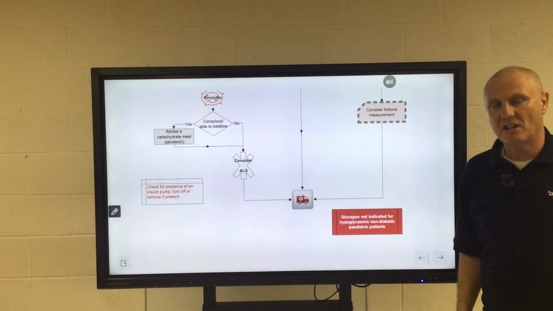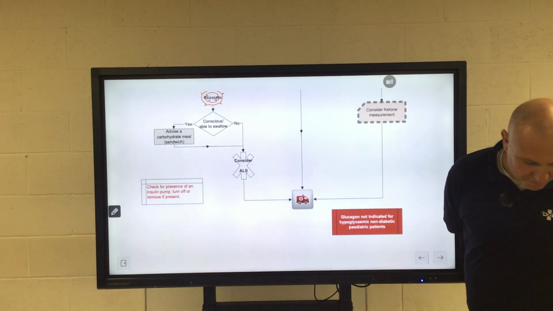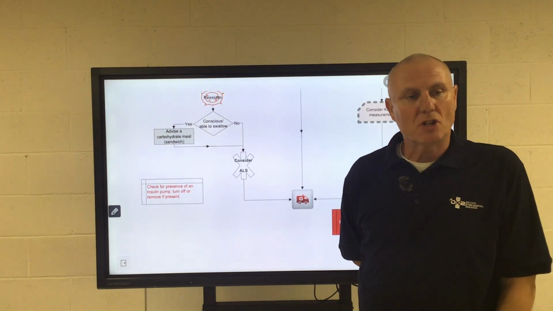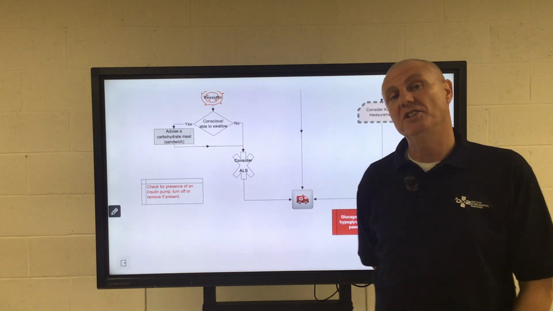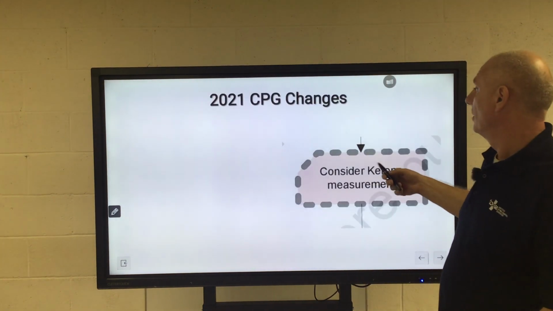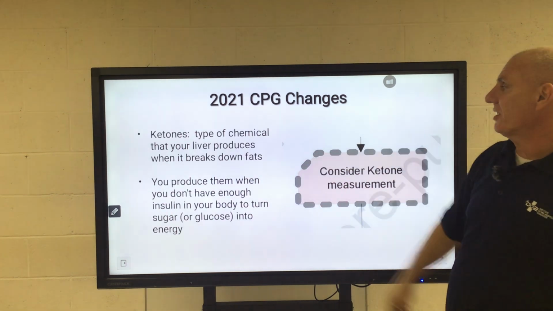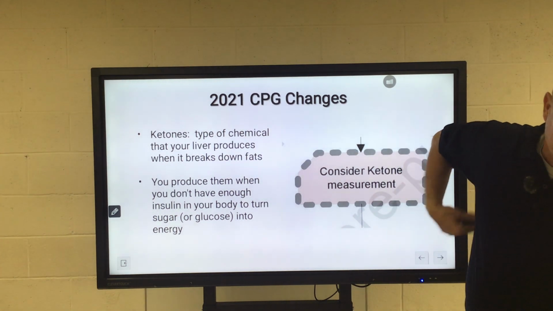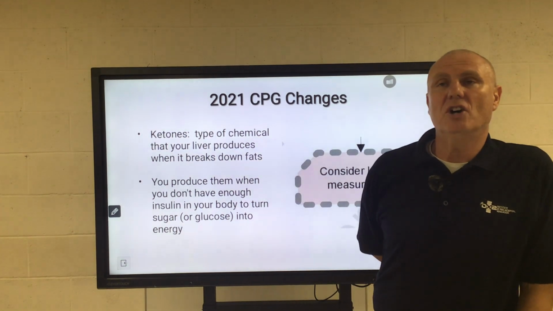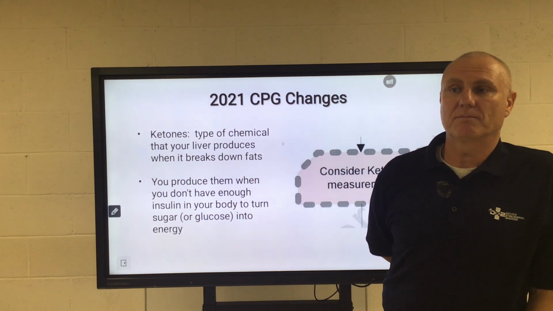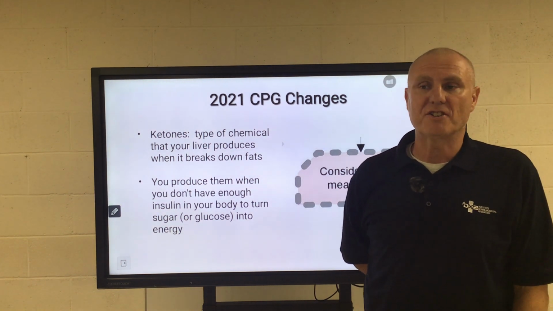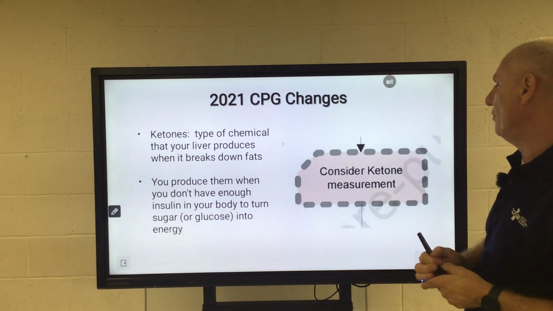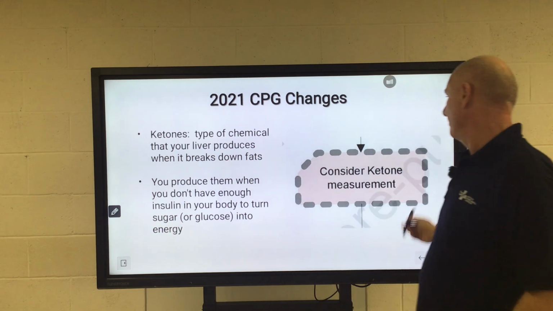The important thing about this, there's a lot of glucometers, so you'll have a meter for measuring blood sugar levels. A lot of these machines also measure ketones, which is really, really handy. So consider ketone measurement. Ketones are a chemical that your liver produces to break down fats. So when we're looking for a source of energy, if we have an issue with a child who is not getting sugar into their cells, the body's going to release ketones to start breaking fat down. You produce them when you don't have enough insulin in your body to turn sugar into energy.